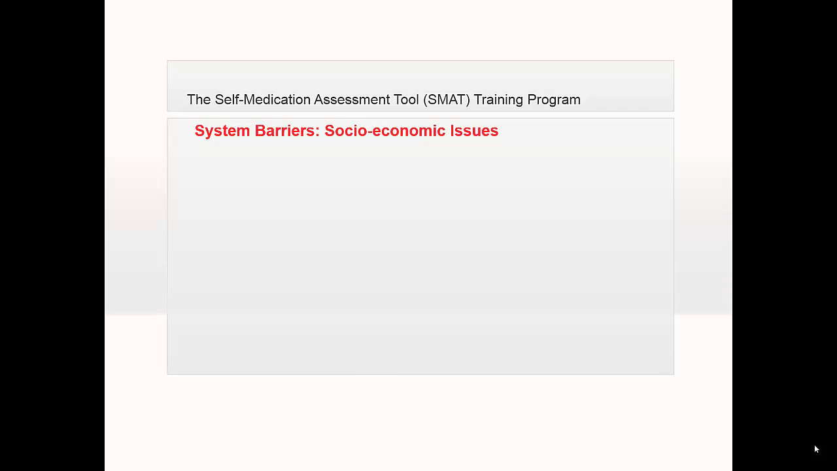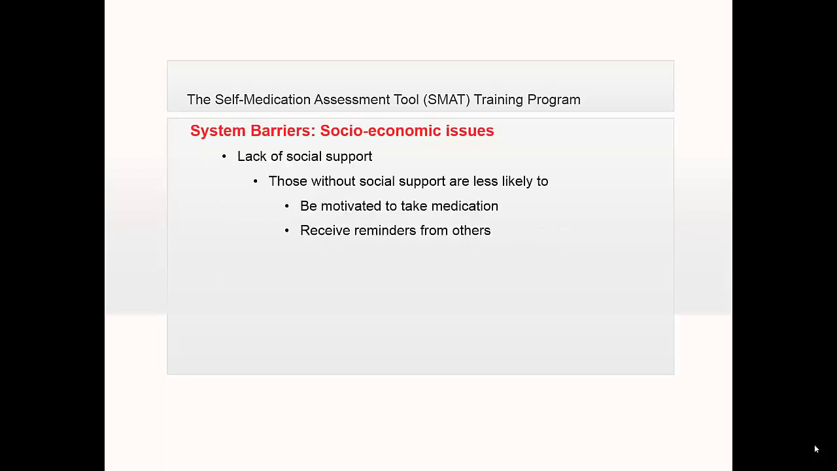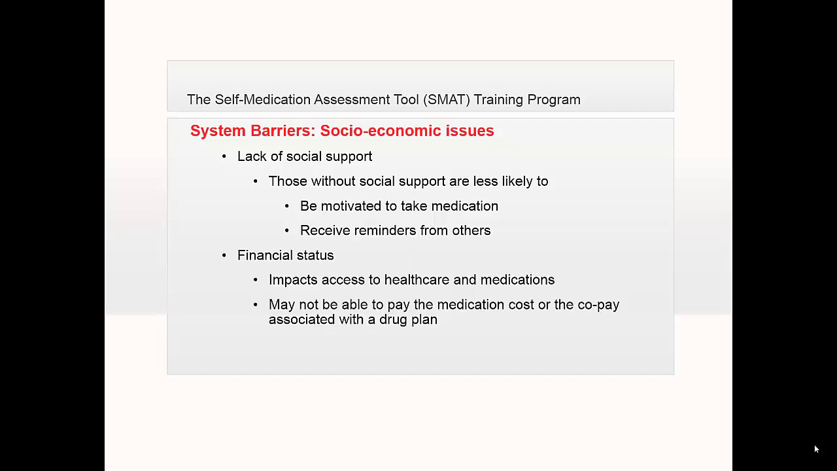Finally, there are many system barriers that can reduce medication adherence. These include socioeconomic issues such as education, ethnicity, and language. In addition, lack of social support and low financial status can decrease adherence. Those without social support are less likely to be motivated to take medication or to receive reminders from others. Financial status can impact access to healthcare and medications, and patients may not be able to pay the medication cost or the copay associated with a drug plan.